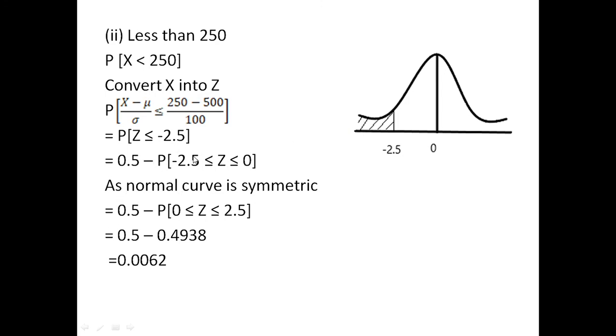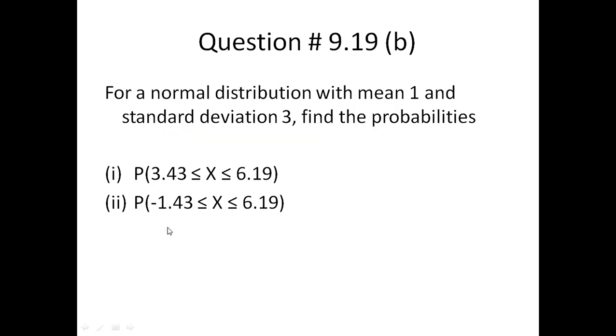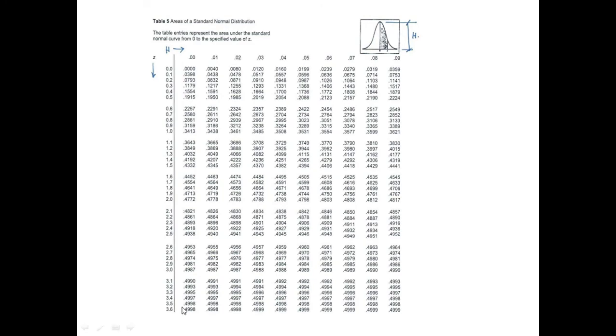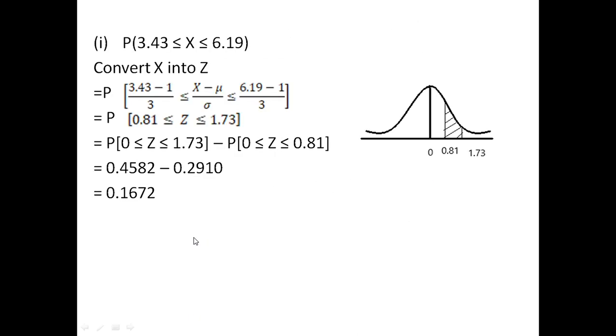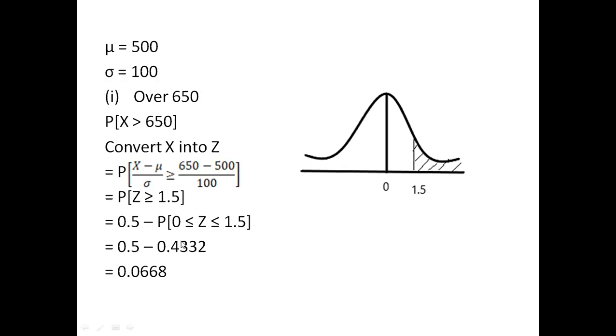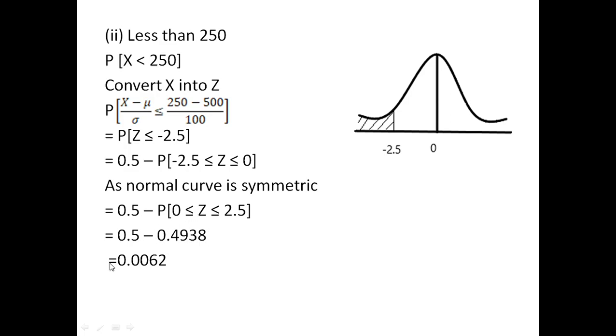Now it is a negative value, so we will write a sentence that as the normal curve is symmetric, we can convert this into a positive area. And now we have to look up 2.5 in the table. When we see 2.5 under 0.00, again we get the value 0.4938. So 0.4938, and this is the final answer of the probability.